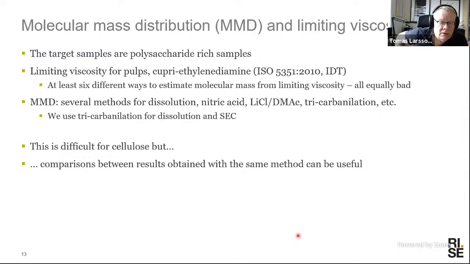But what it showed us was that, of course, comparing results between methods that use different ways of dissolving the cellulose is not very fruitful. But as long as you stick with one method, relative comparison between results can be quite useful. So when we use this 3-carbonylation method for a series of samples, we can track, at least in a qualitative way, which way things go and so on. So for that purpose, I think it was found quite useful.